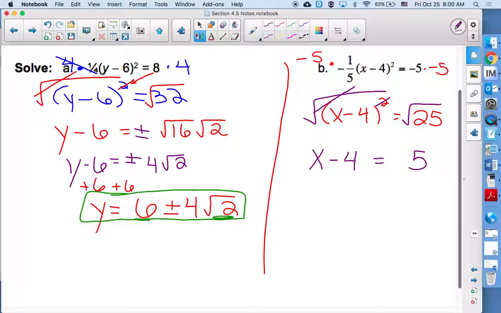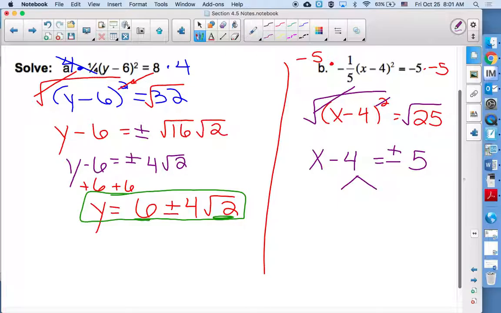What else is the square root of 25 also, Jack? -5. So positive and negative. That's called plus or minus. Because 5 times 5 is 25, but -5 times -5 is also positive 25. So I actually have 2 nice answers here.